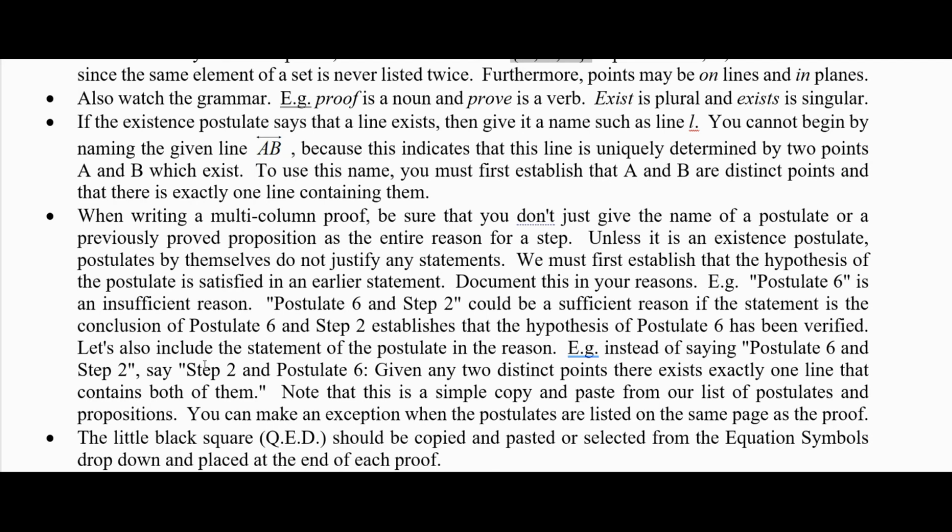And for now, let's also include the statement of the postulate in the reason. Instead of just saying postulate 6 in step 2, say step 2 in postulate 6: Given any two distinct points, there exists exactly one line that contains both of them. This is going to be a simple copy and paste from our list of postulates and propositions, so we're not asking you to write or type a lot. You can make an exception when the postulates are listed on the same page as the proof. If they're just right above, and you can look up there to see what postulate 2 is, that's fine. You could just say postulate 2.